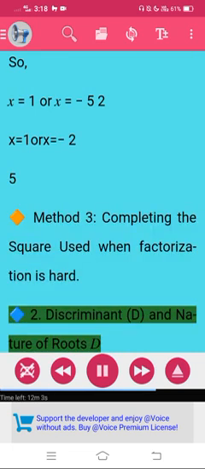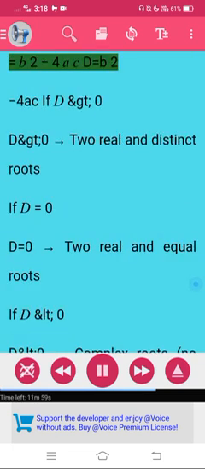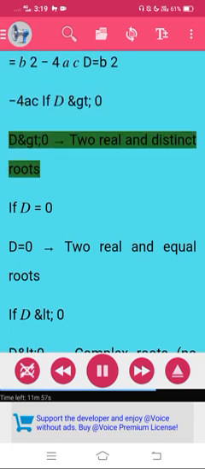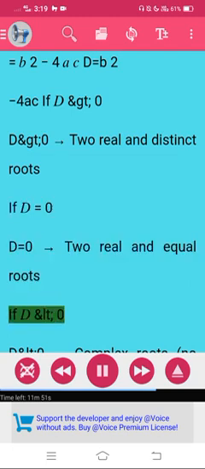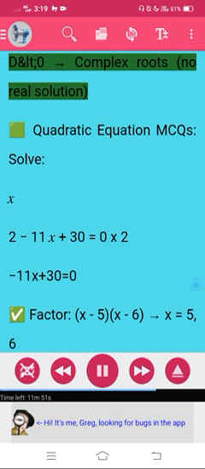2. Discriminant D and nature of roots. D = b² - 4ac. If D > 0, there are 2 real and distinct roots. If D = 0, there are 2 real and equal roots. If D < 0, the roots are complex, with no real solution.